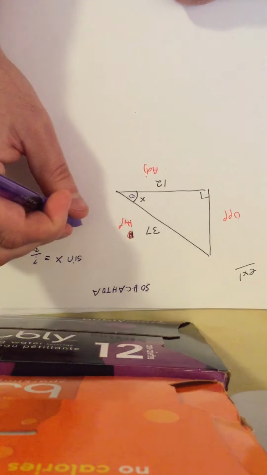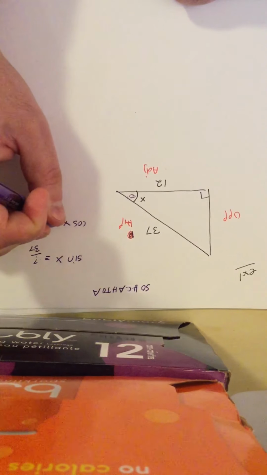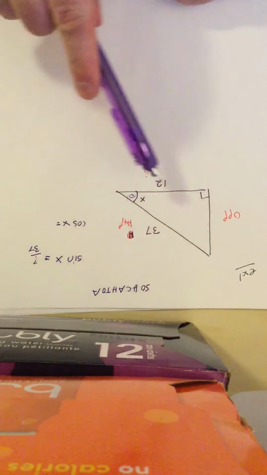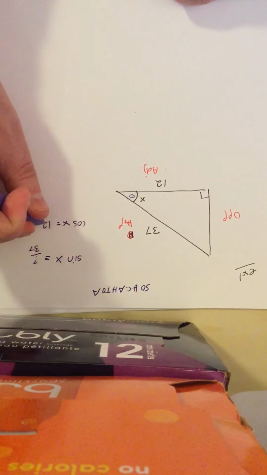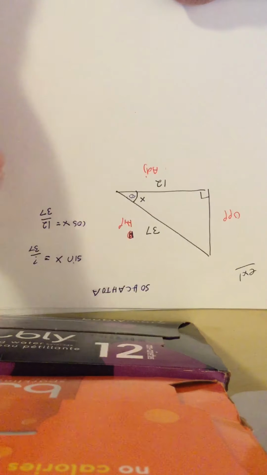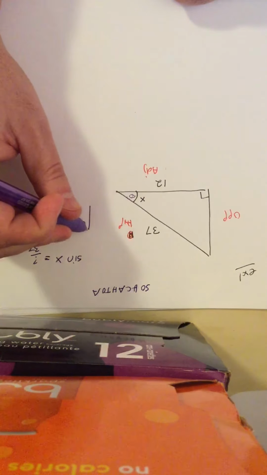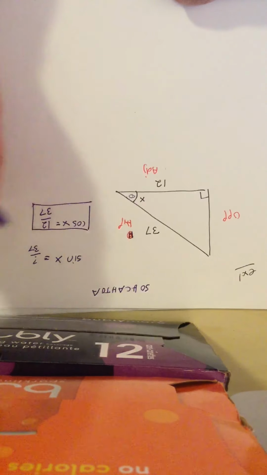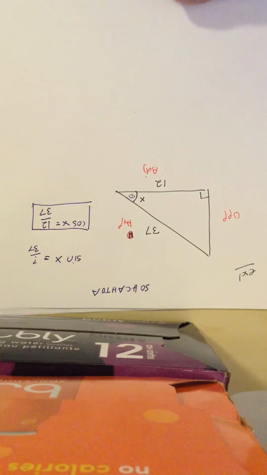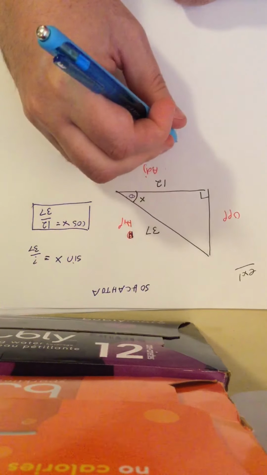Opposite over hypotenuse is something over 37. Well, that's going to be pretty useless. Let's try cosine of x. Cosine is adjacent over hypotenuse. Adjacent is this, and there we go. That's going to be the winner. We could go with the tangent as well, but that's the one we're going to use. So cos of x equals 12 over 37.